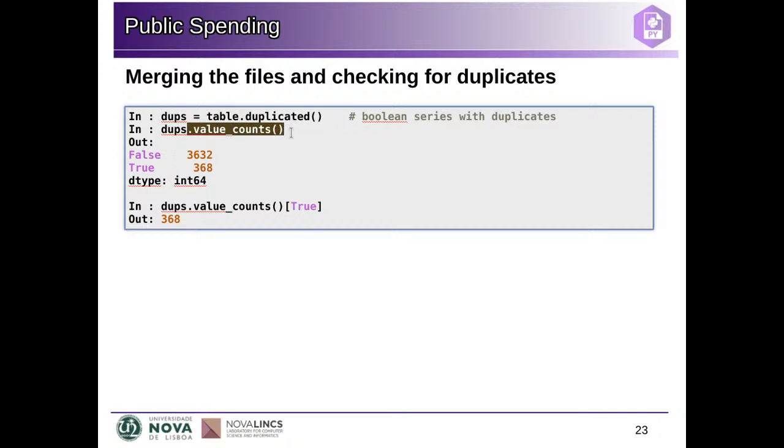If we call this value counts function from this series, we get a count of the different values. So it has 3,632 false and 368 true. So there are 368 rows that are marked as duplicate in this table. Or if you want, you can just count the values and then ask for the true entry here. Note that when we, from a series, count the different values, this function also returns a series that has the value and how many times it occurs. So if you just count the values and ask for a specific value that you want, you get how many times those values occur in this series. So in this case, after asking for the duplicate entries, we have 368 entries marked as duplicate with a true here.